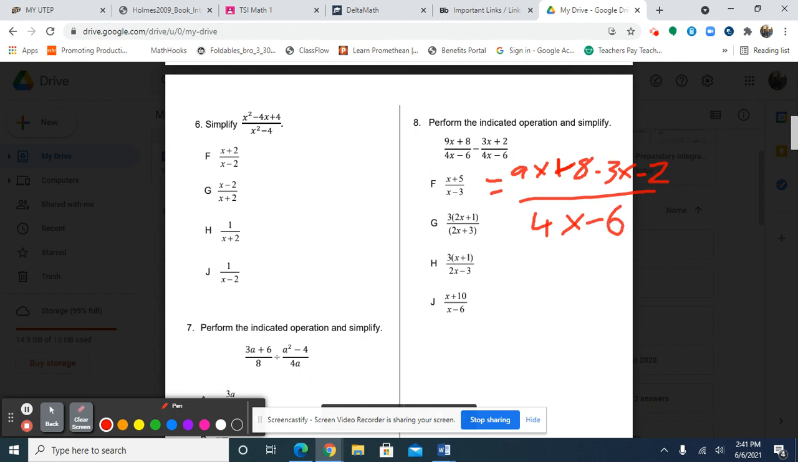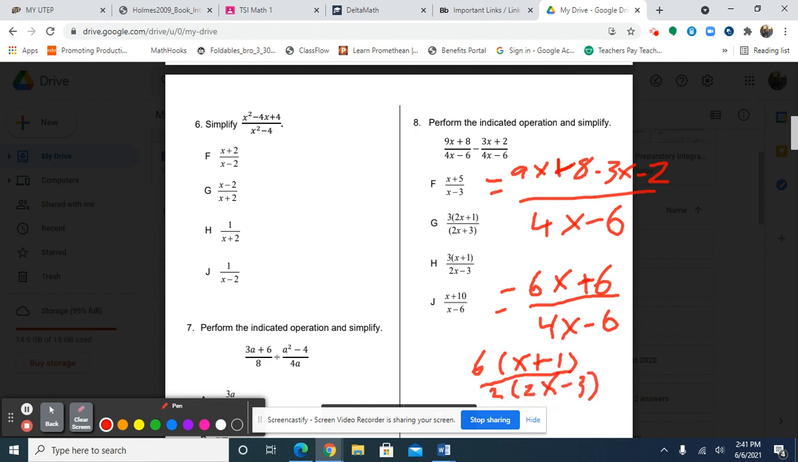So let's combine our like terms. 9x minus 3x is 6x. And then 8 minus 2, which is 6. Now we can actually factor out a 6 at the top, and we're left with x plus 1. And then on the bottom, we can factor out a 2. We have 2x minus 3. Now we can simplify more by saying 6 divided by 2, which is 3. So that 3 will stay at the top. And we're left with the answer H.